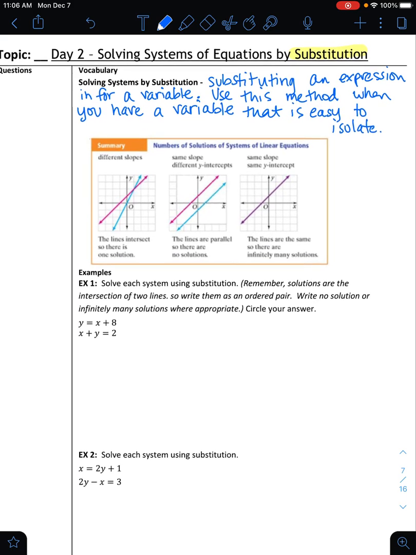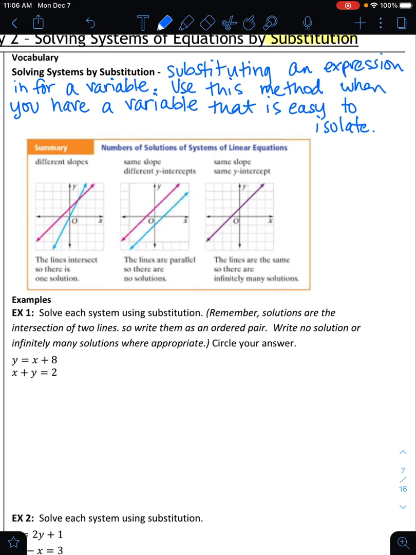So I want to start with this definition. Solving systems by substitution. What we're doing is we are substituting an expression in for a variable. Use this method when you have a variable that is easy to isolate. So go ahead and pause this video right here. I'd like you to write that definition down and then come back when you have it written down.